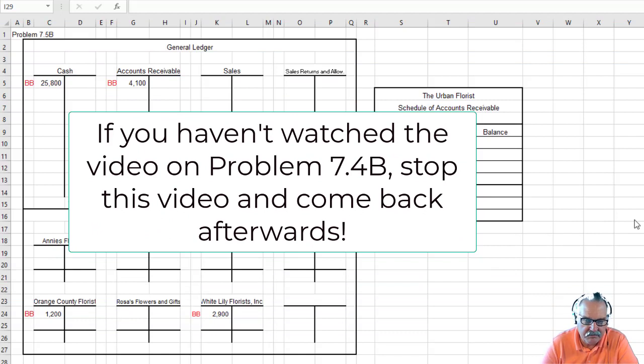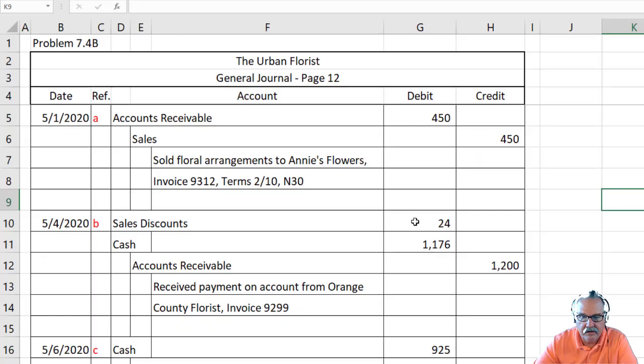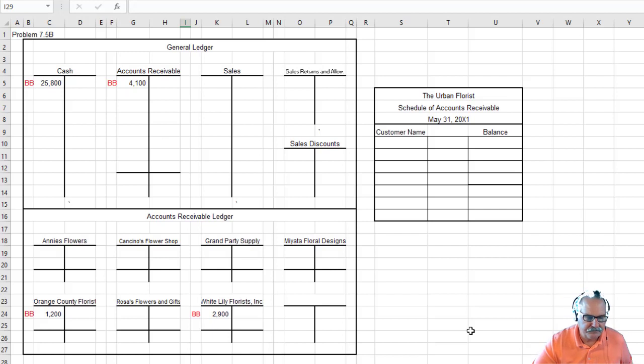And by the way, I have a first video where I describe and go through all the transactions on problem 7.4b. If you haven't watched that video, do that one first and then come back to this one, because all the transactions have already been recorded into the journal starting on page 12, and here is the journal. So in this video, we're just going to take these transactions and post them into this ledger.